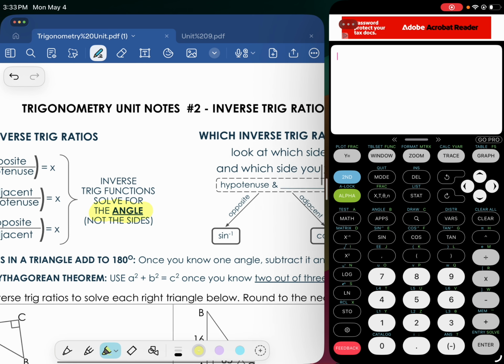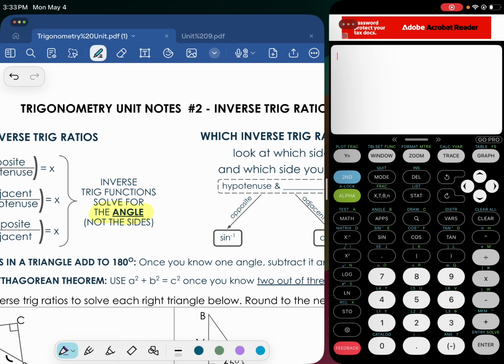Before we get too far, one note I want to make at the top of our notes is to check the calculator mode. We want that mode to be in degrees. There is something called radians that you will learn about if you take pre-calculus. I'm not jumping into that because you don't need to know it until you're in pre-calc.